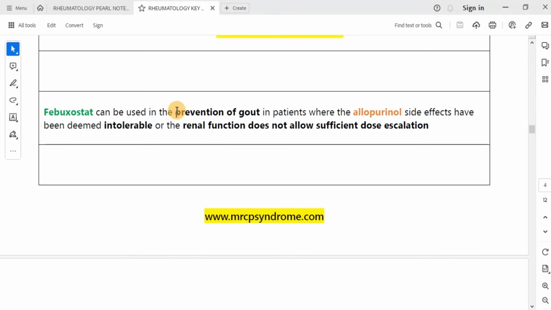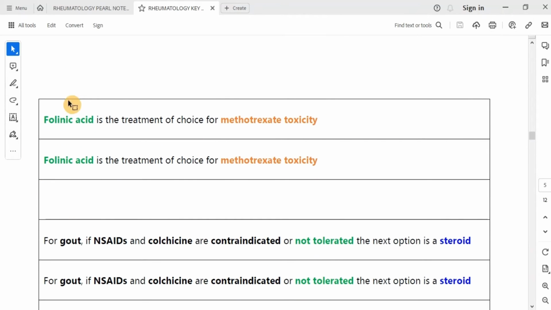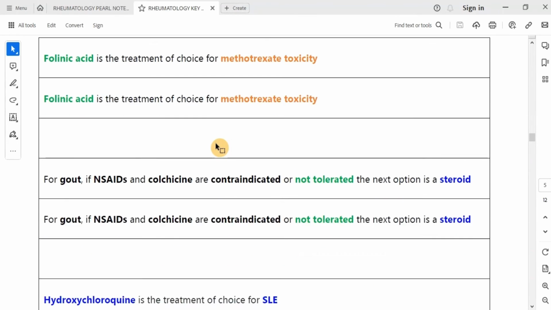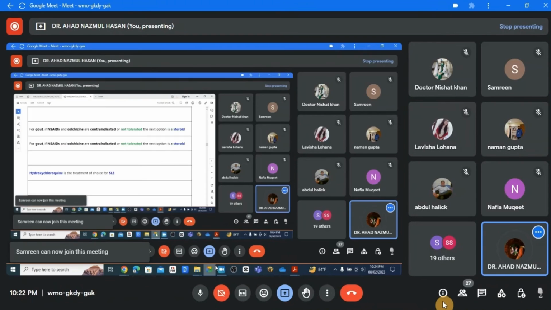Febuxostat can be used in the prevention of gout in patients where allopurinol side effects have been deemed intolerable or the renal function does not allow sufficient dose escalation. Folinic acid is the treatment of choice for MTX toxicity. For gout, if NSAIDs and colchicine are contraindicated or not tolerated, the next option is steroid.